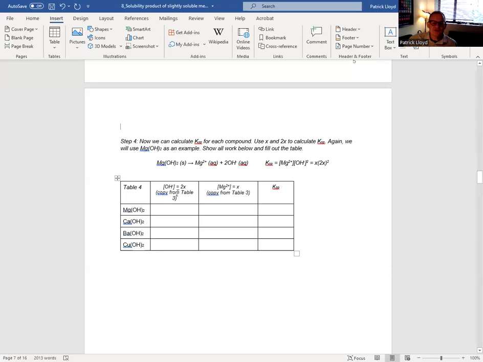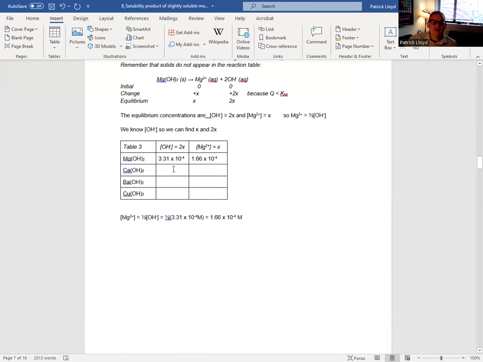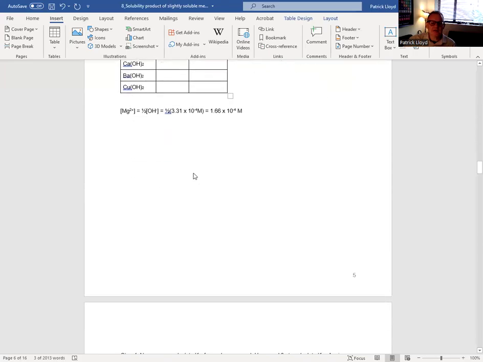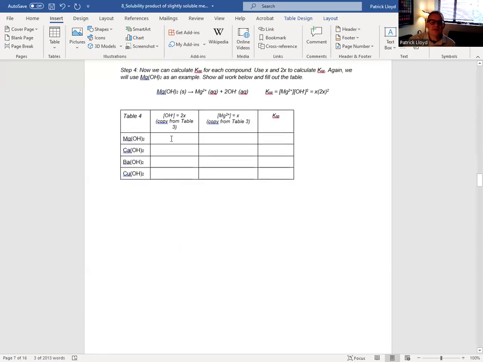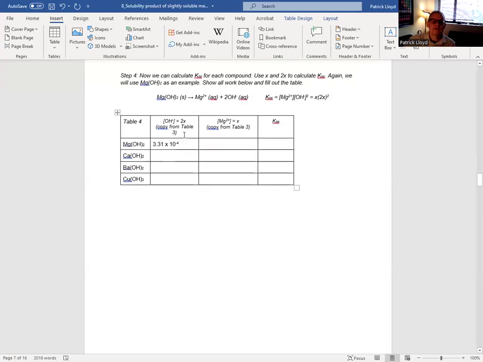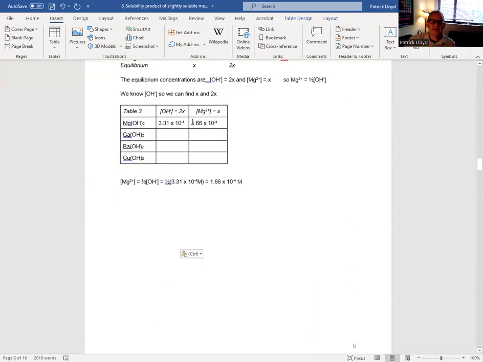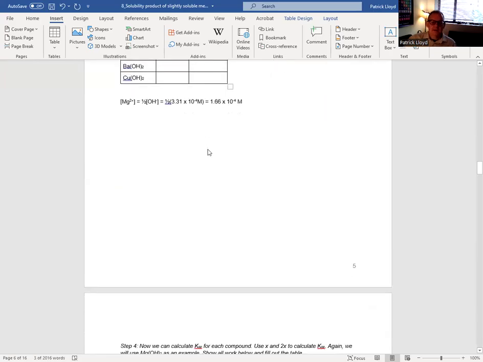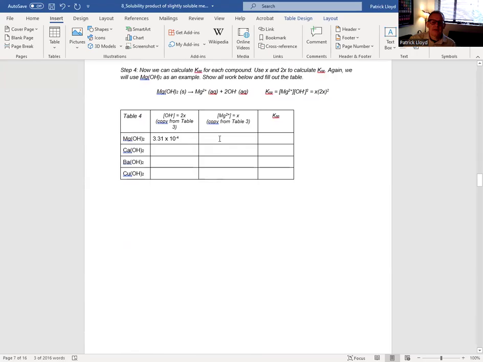So it says in this one, just copy the values, copy from table 3, right? So we just come back over here. Here's our hydroxide concentration, 3.31. Okay, so that's right here. And here's our magnesium concentration. That's right here. It goes right there. And now we're going to calculate the KSP. We'll do that over here.